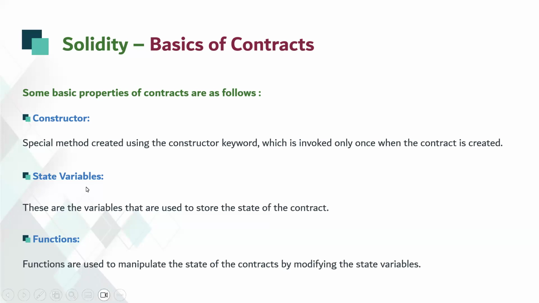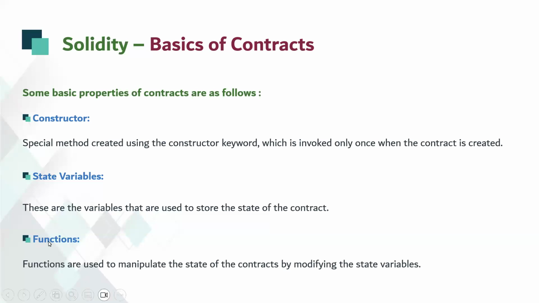Next, we have state variables. State variables are variables that are used to store and maintain the state of the contract. They represent the contract's internal data or information that can be accessed and modified by the contract's functions. State variables can hold various types of data, such as numbers, strings, addresses, or custom-defined structs. These variables retain their values across different function calls and transactions, allowing the contract to preserve and update its state over time.